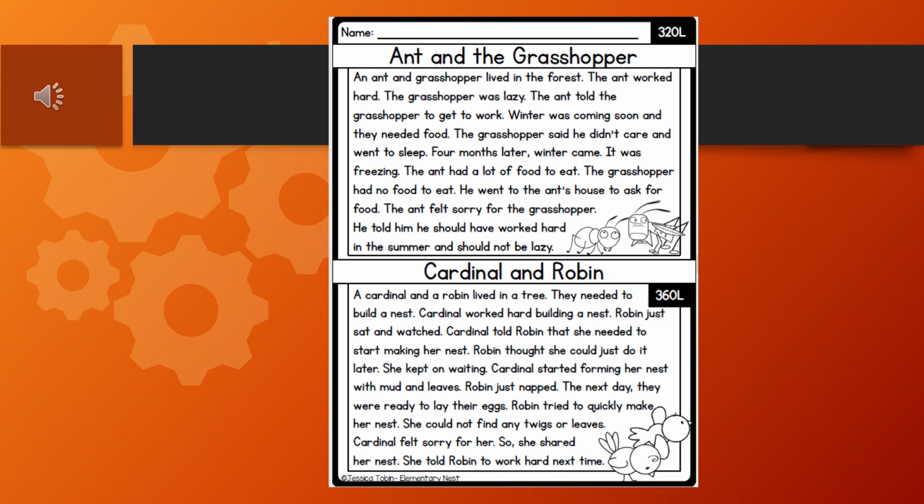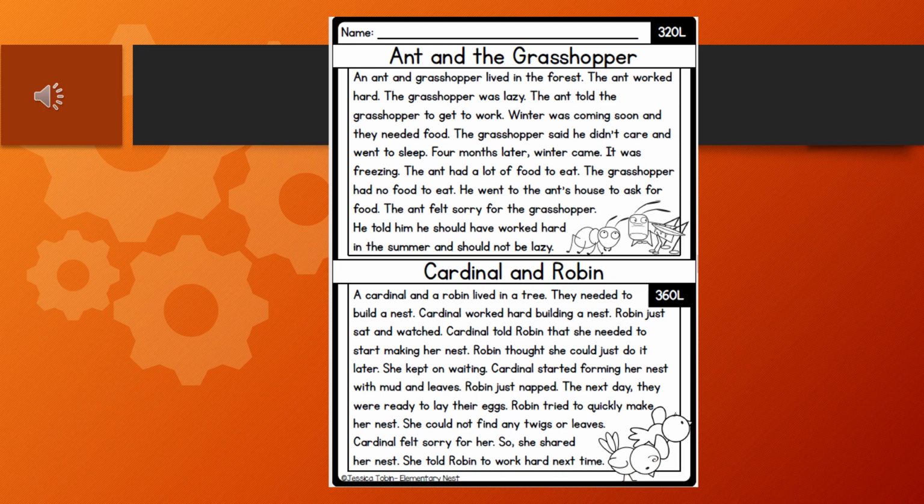Cardinal told Robin that she needed to start making her nest. Robin thought she could just do it later. She kept on waiting. Cardinal started forming her nest with mud and leaves. Robin just napped. The next day, they were ready to lay their eggs.